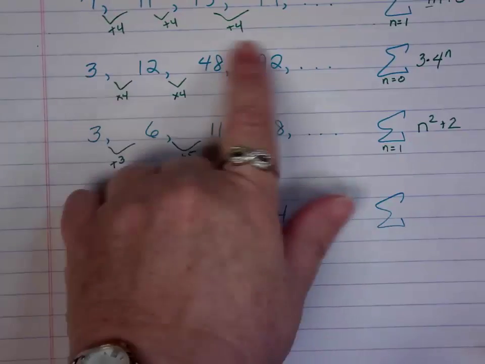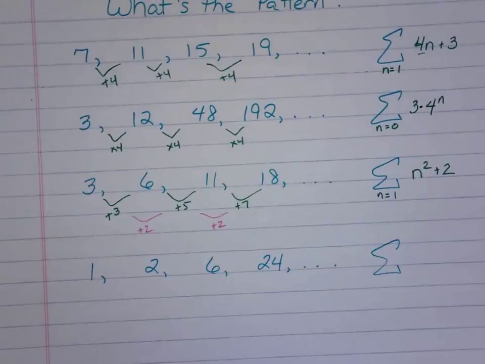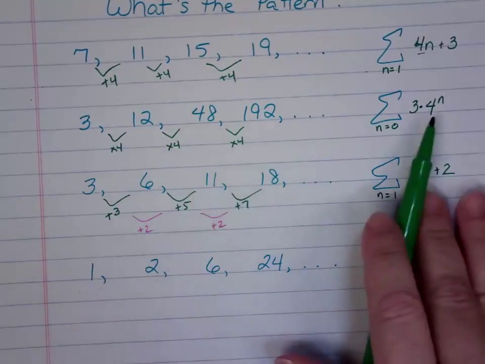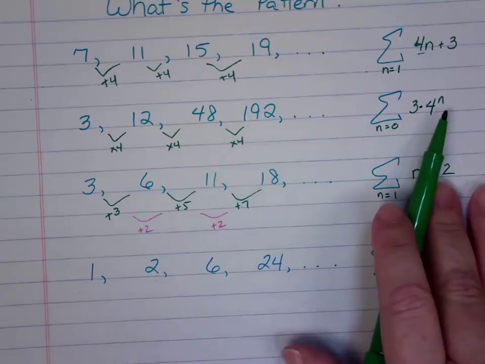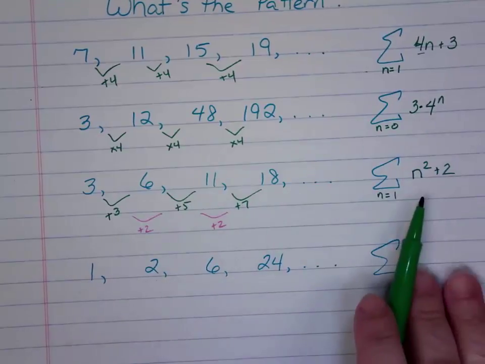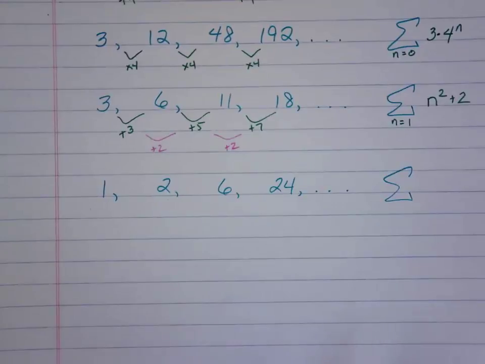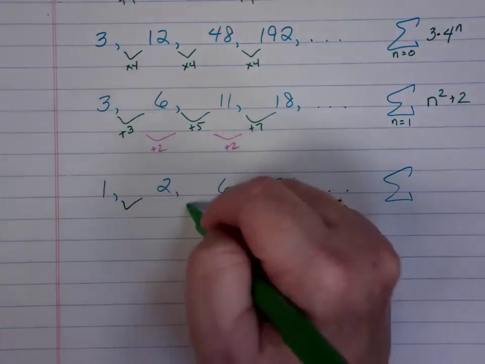So if it's constant adding, it's that number times n. If it's constant multiplying, it's that number to the n power. If you have to do it twice, it's that n to the power. Now, I'm bringing this one up just because we haven't looked at it in a while. What's happening here?